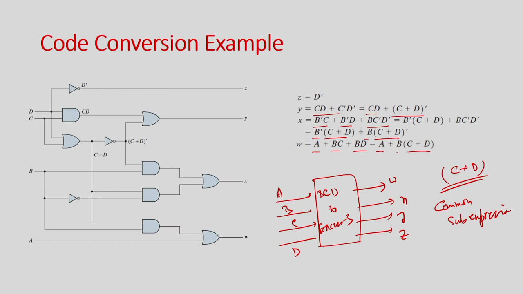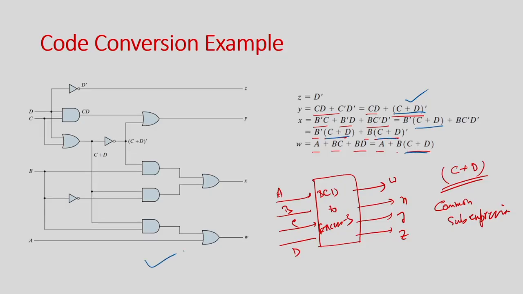And in fact, it is a common sub-expression in 1, 2, 3, 4, 5 locations. So I have effectively 5 uses of it. In 2 places it is complemented, but I can always get C plus D and then just do a NOT gate after that. So this way, instead of a 2-level implementation, I can have a factored form and a multi-level implementation, and that implementation is shown here.